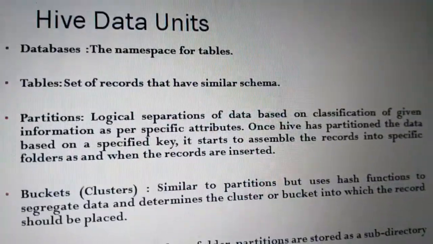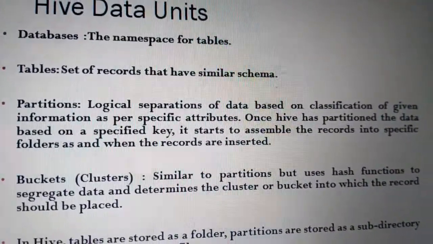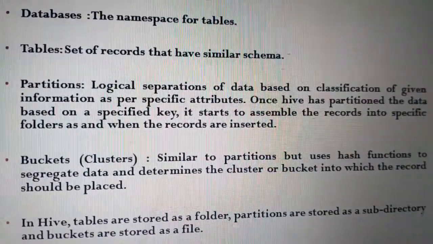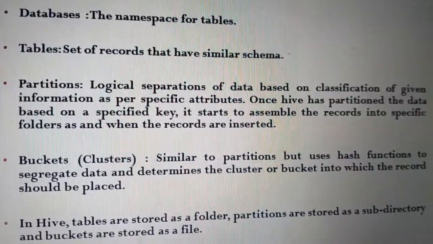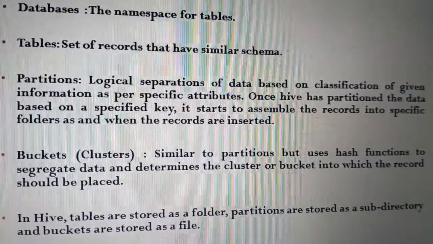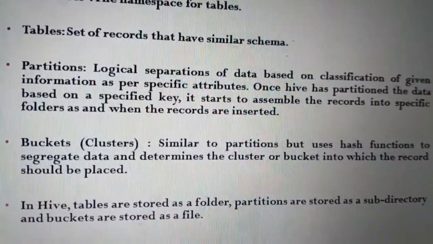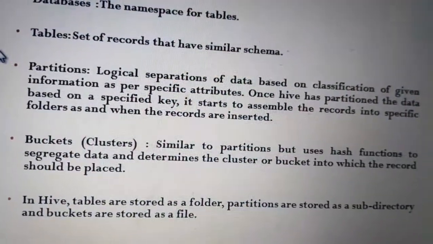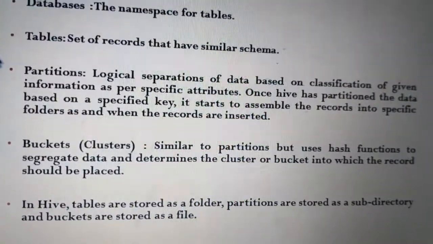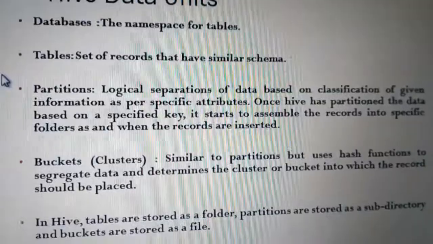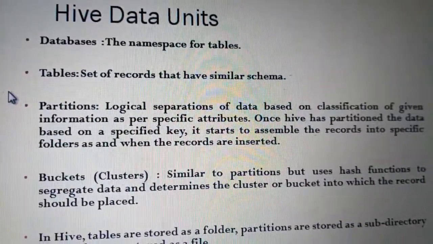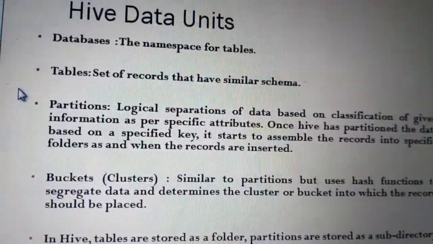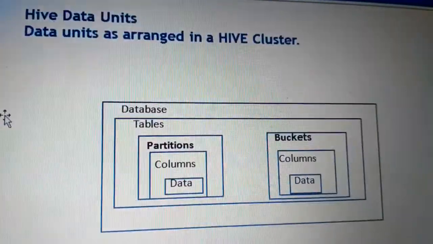Then bucket is also another data unit. A bucket acts like a cluster. This is similar to partitions but uses hash functions to segregate data and determines the cluster or bucket into which the record should be placed. In Hive, tables are stored as a folder, partitions are stored as a subdirectory, and buckets are stored as a file. So databases, tables, partitions, and buckets are the main primary data units of Hive.